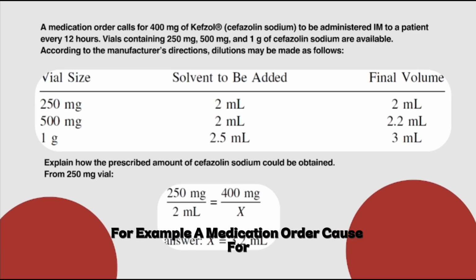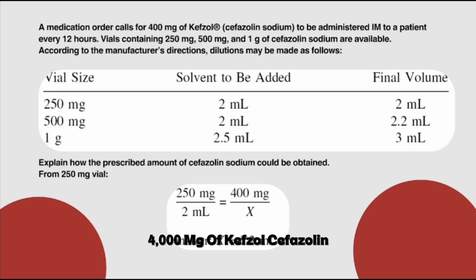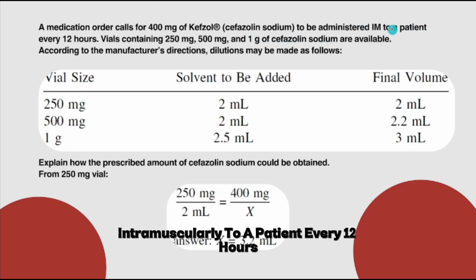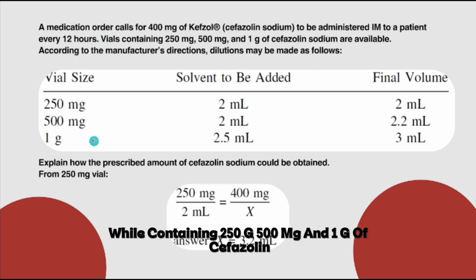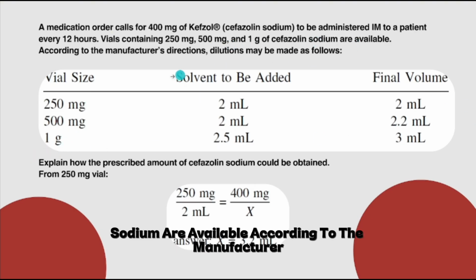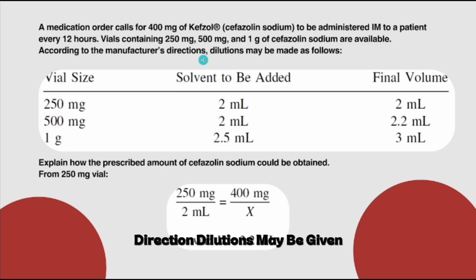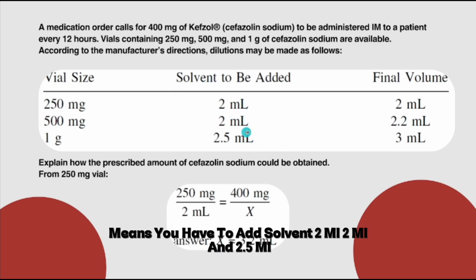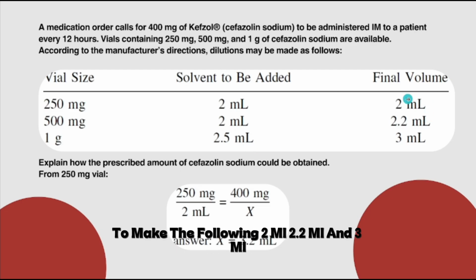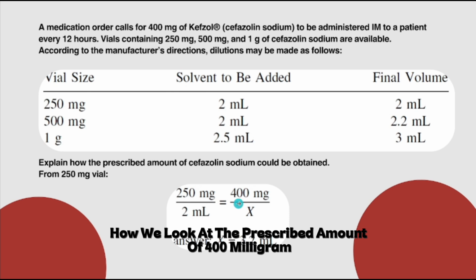For example, a medication order calls for 400 milligrams of cefazolin sodium to be administered intramuscularly to a patient every 12 hours. Vials containing 250 milligrams, 500 milligrams and 1 gram of cefazolin sodium are available. According to the manufacturer's directions, dilutions may be made by adding solvent of 2 ml, 2 ml and 2.5 ml, to make the final volumes 2 ml, 2.2 ml and 3 ml. How will you get the prescribed amount of 400 milligrams?